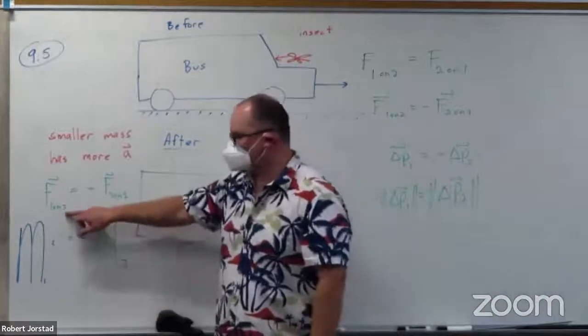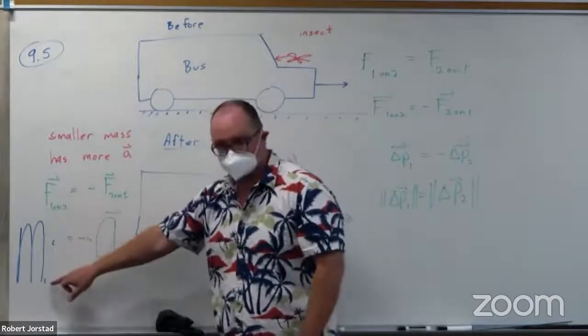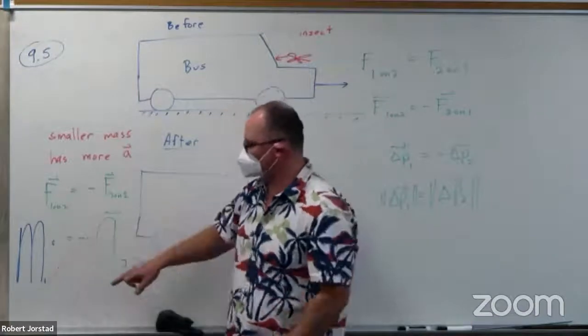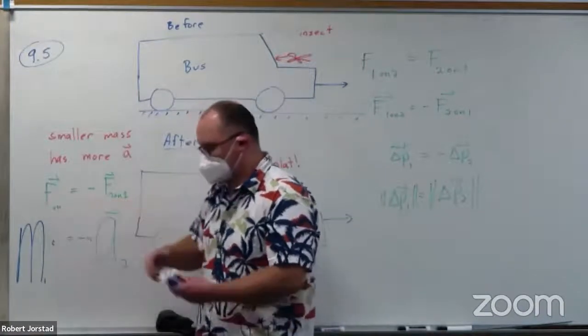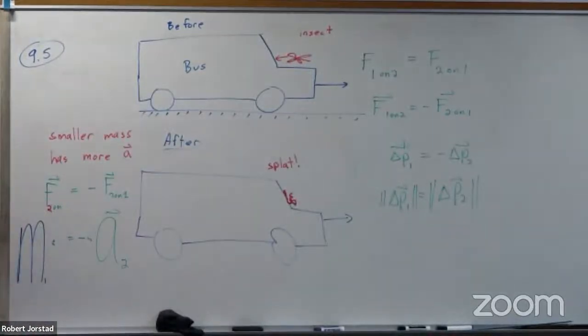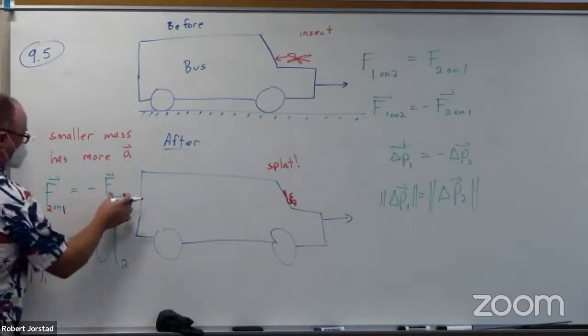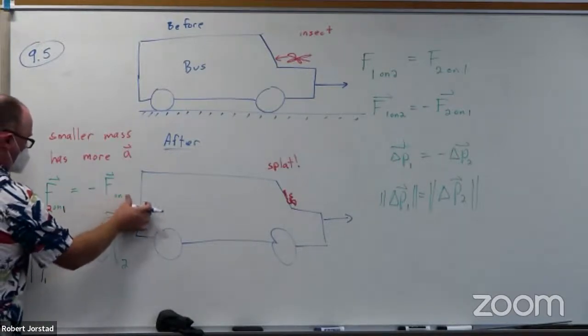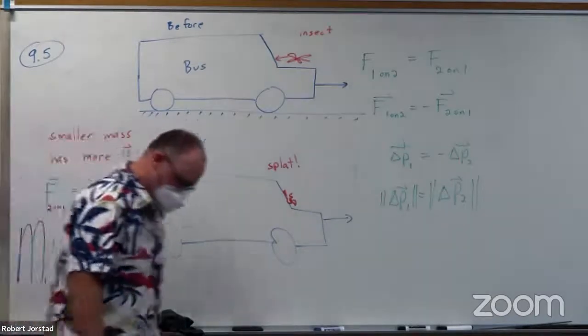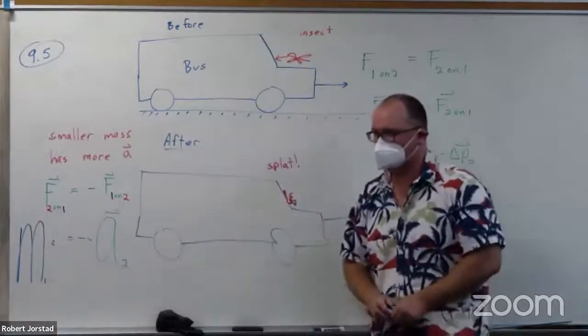This is on 2, but I wrote ones. Clearly that's an error. Do you agree? So I switched both of them. Let's get this right. This would be the force of 2 on 1. And this one would be the force of 1 on 2. And now I think this makes sense. Sorry, I did that wrong. Thank you for catching that. Does that make sense?